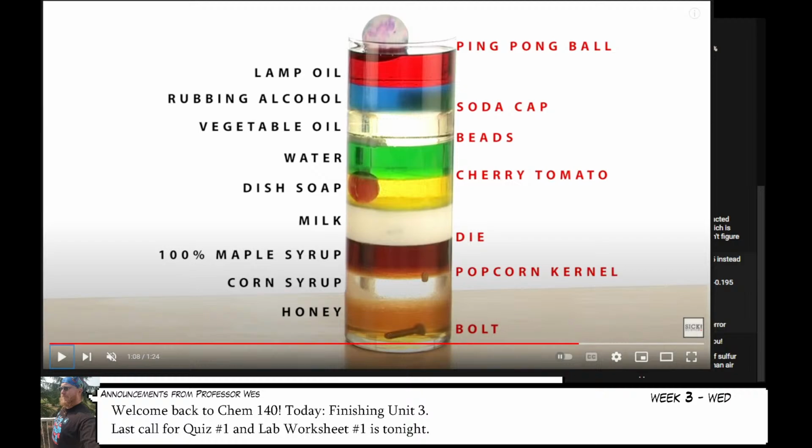On the right side in red is how far down the object fell, such as this cherry tomato. So you can see it here. The cherry tomato is more dense than water, so it sinks beneath it. And it's less dense than dish soap, so it kind of floats on top of it. I mean, it's trying to anyway. The beads are less dense than water, so they float on top of the water, but they're more dense than vegetable oil, so they're sinking underneath it. And all of these objects are sorted by their density. So that's really cool.